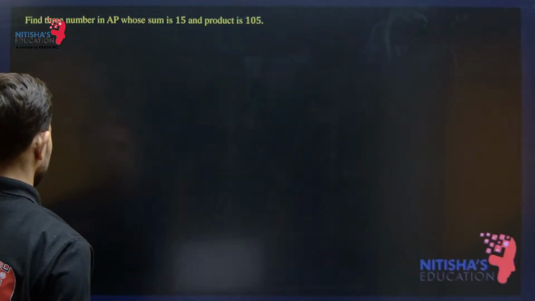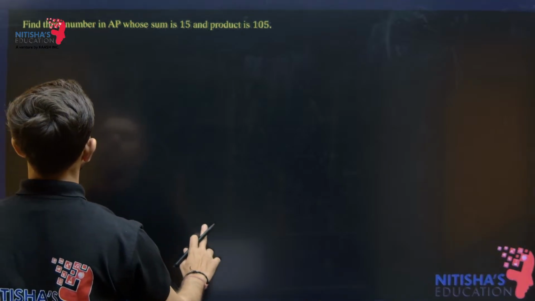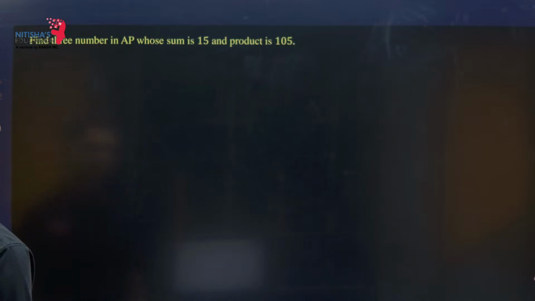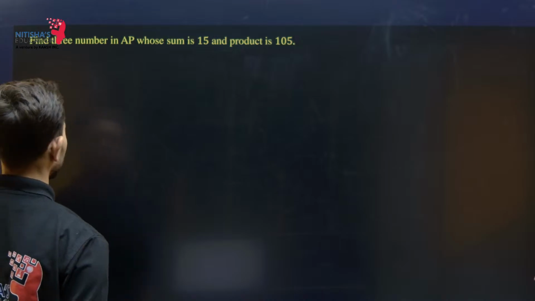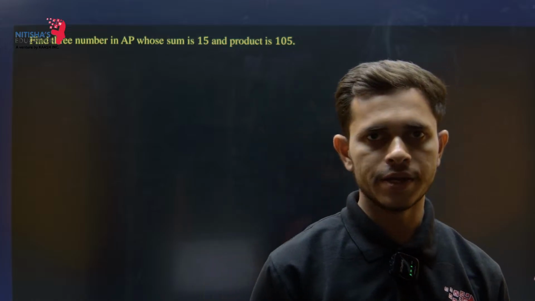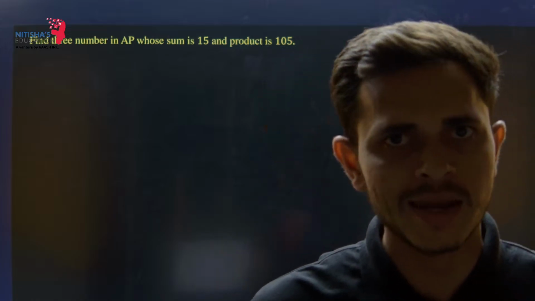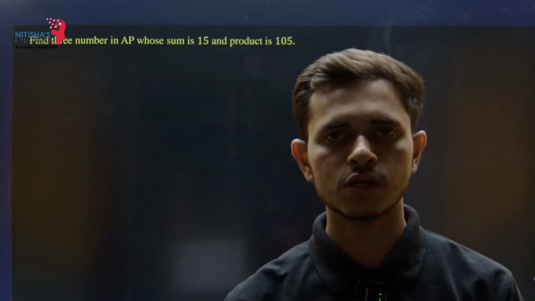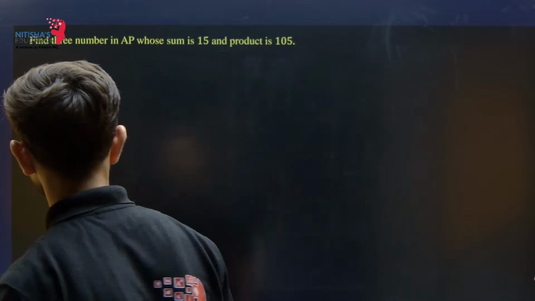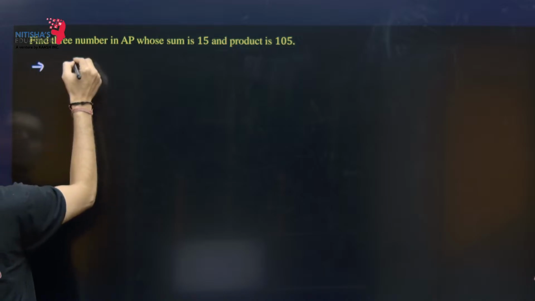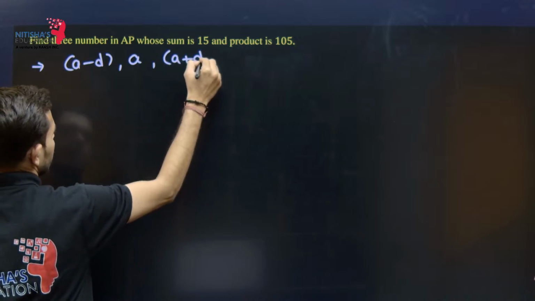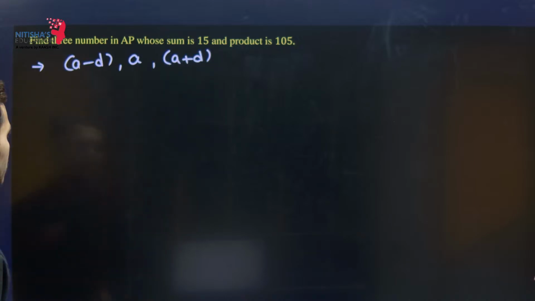Next question is: find three numbers in arithmetic progression whose sum is 15 and product is 105. In the beginning of this session, I already told you that if in a question they are asking to take any 3 consecutive numbers, then we need to take A minus D, A and A plus D, right? These are the 3 numbers that we are going to take.